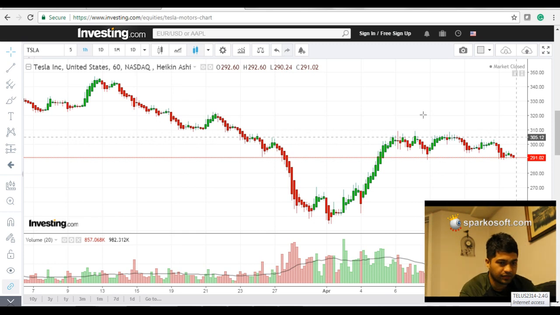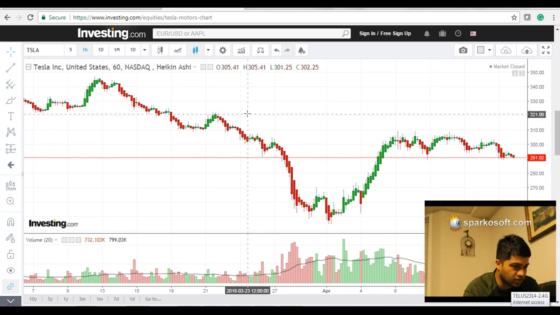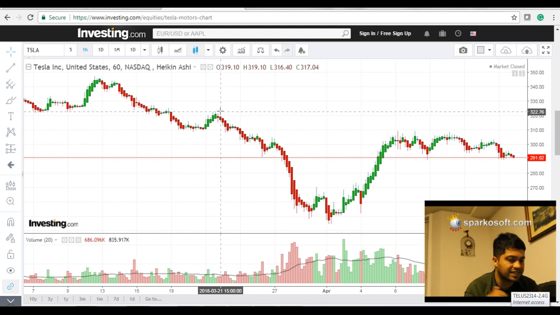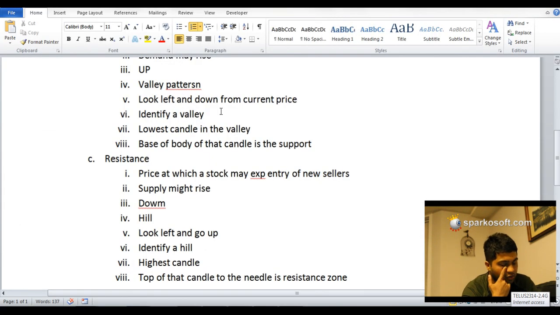Another resistance zone can be this. So this is also a hill. The top of the candle 320, right, to 322. If the price reaches that, new sellers may enter, supply might increase and the stock might go down. So what we generally do is we buy at supports, we go long at supports, and we go short at resistance.